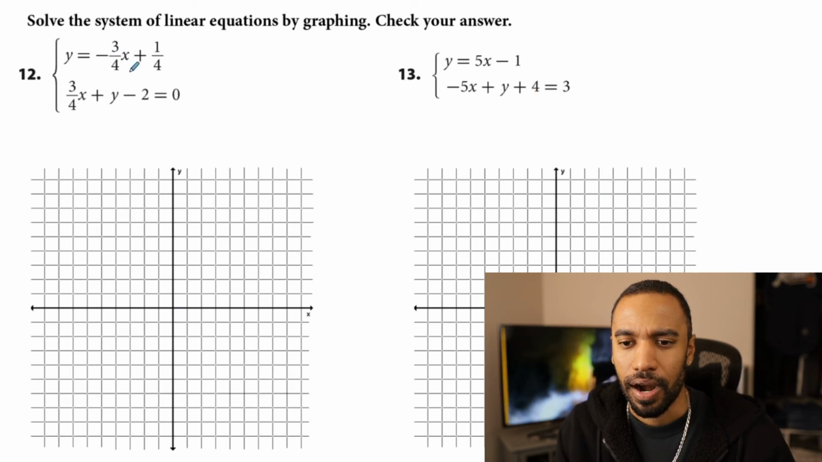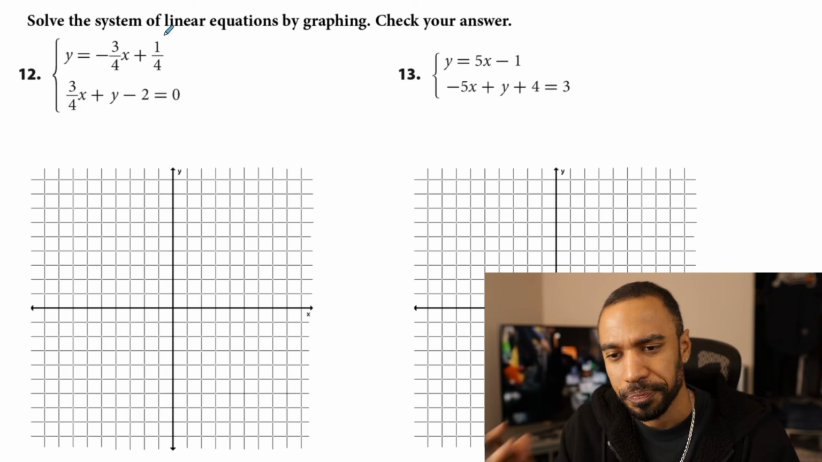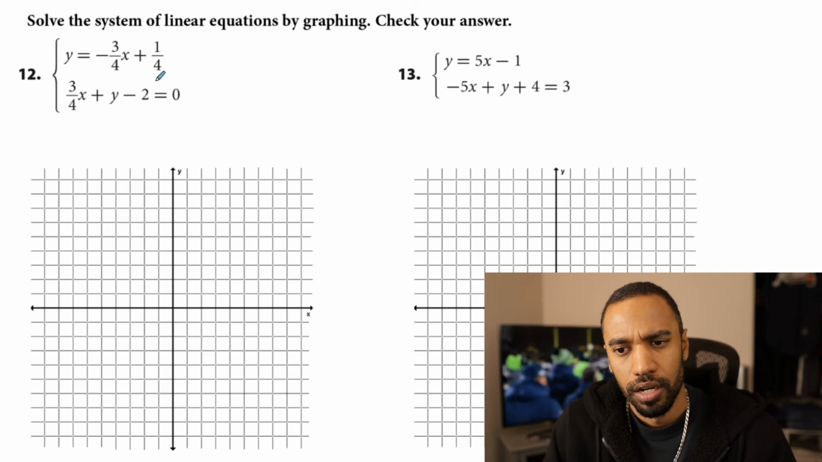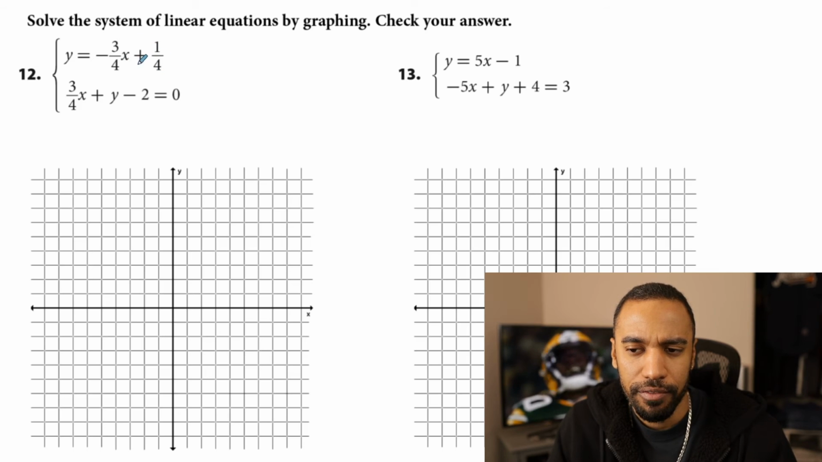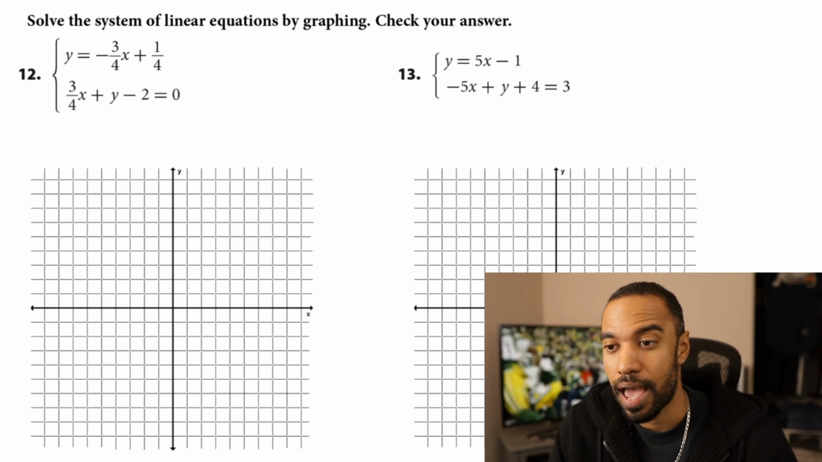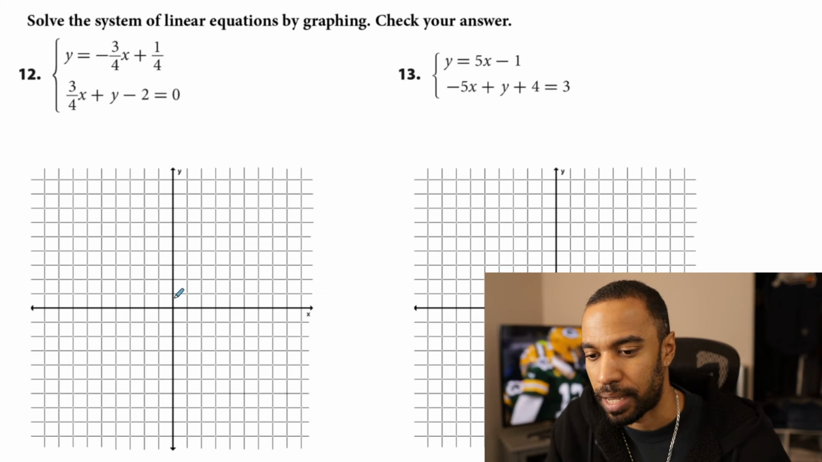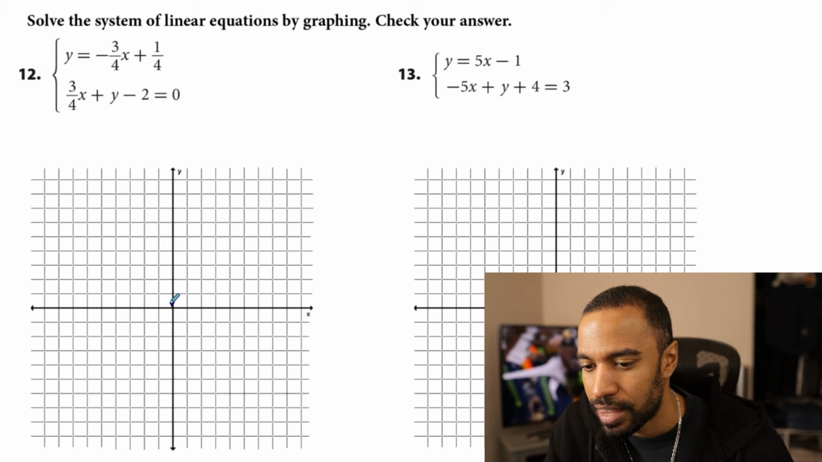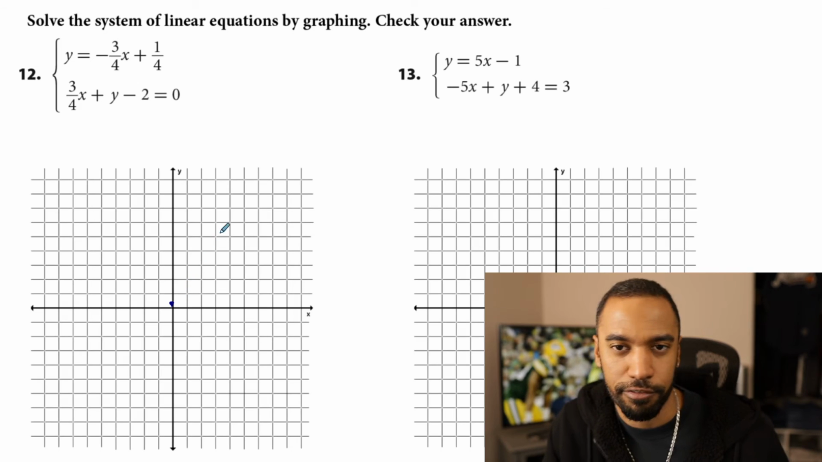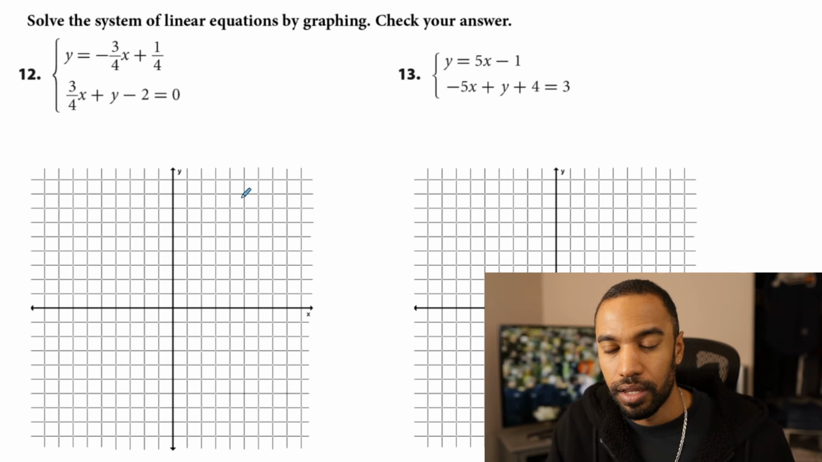All right, last two numbers, 12 and 13 here. 12 has a bit of a rough case. We have a y-intercept of 1/4, and I personally, alongside anyone else, do not love using fractions for y-intercepts. 1/4 is about right there. That means I'd have to rise and run 1 on a fraction. I don't want to do that.